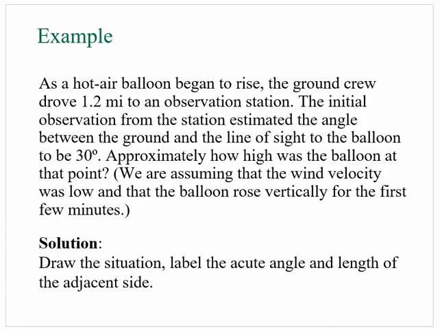The last question is a word problem. We have a hot air balloon that begins to rise, and the ground crew drives 1.2 miles to an observation station. The initial observation from the station is estimated at an angle between the ground and the line of sight to the balloon to be 30 degrees. Approximately how high is the balloon at that point?